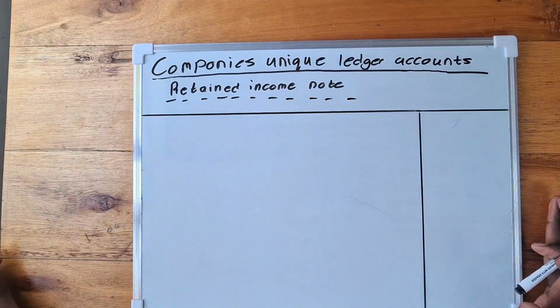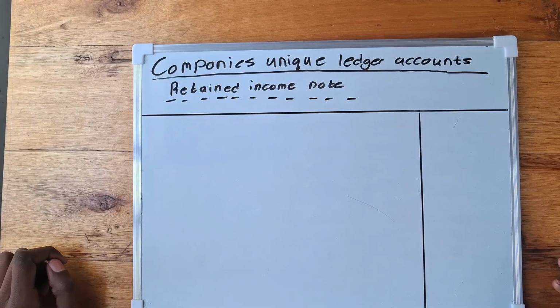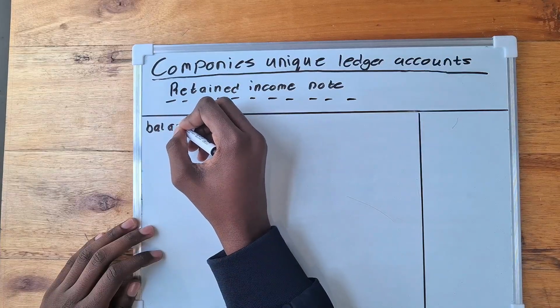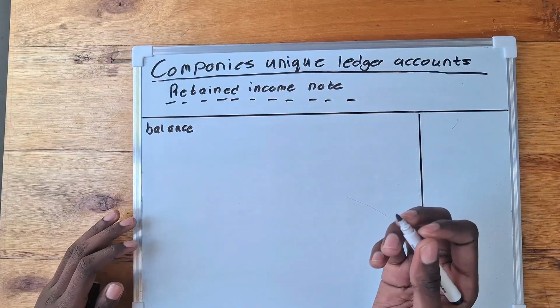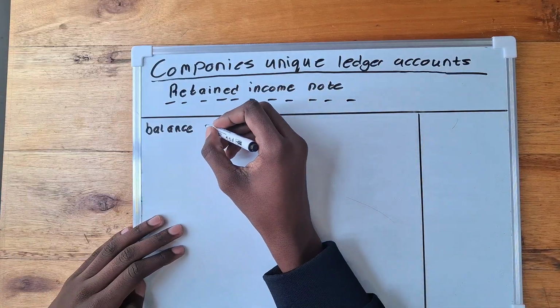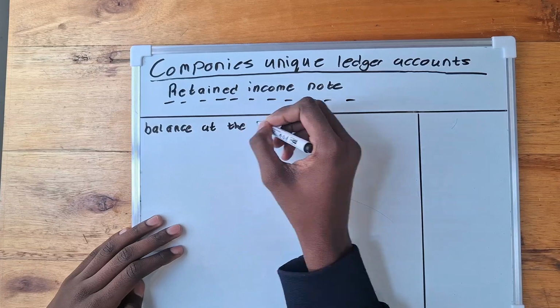So now we move on to the retained income note. For here, what you need to know is that you will have your balance at the beginning. Usually this is given. However, if you're not given, you must just find the other amount, then work your way backwards. So you'll find your balance at the beginning.